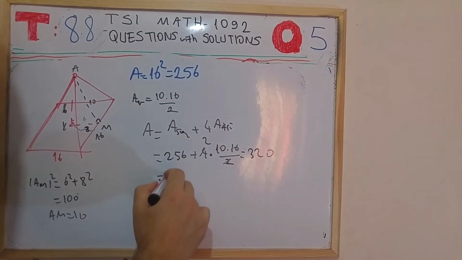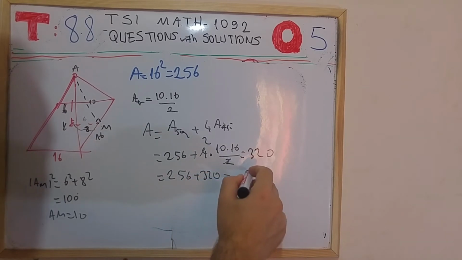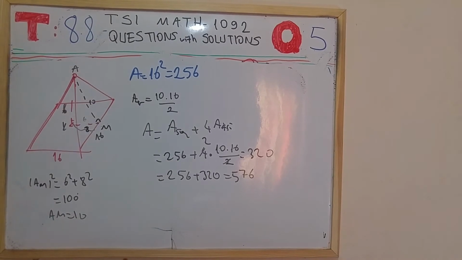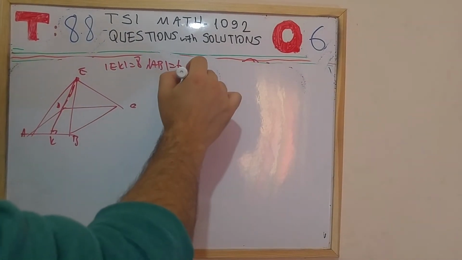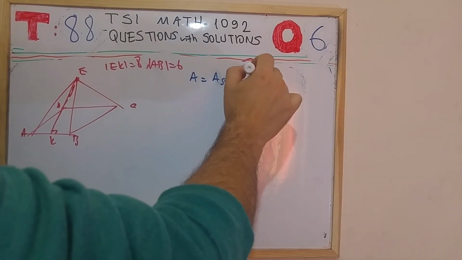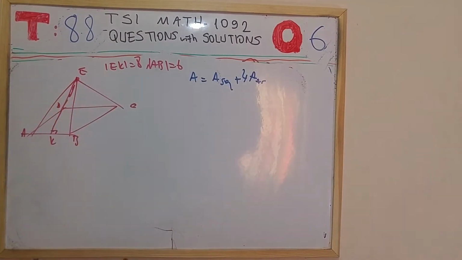So what I have is 256 plus 320. That is equal to 576. The area of this pyramid is equal to area of the square plus area of the triangle times 4, since we have 4 triangles.